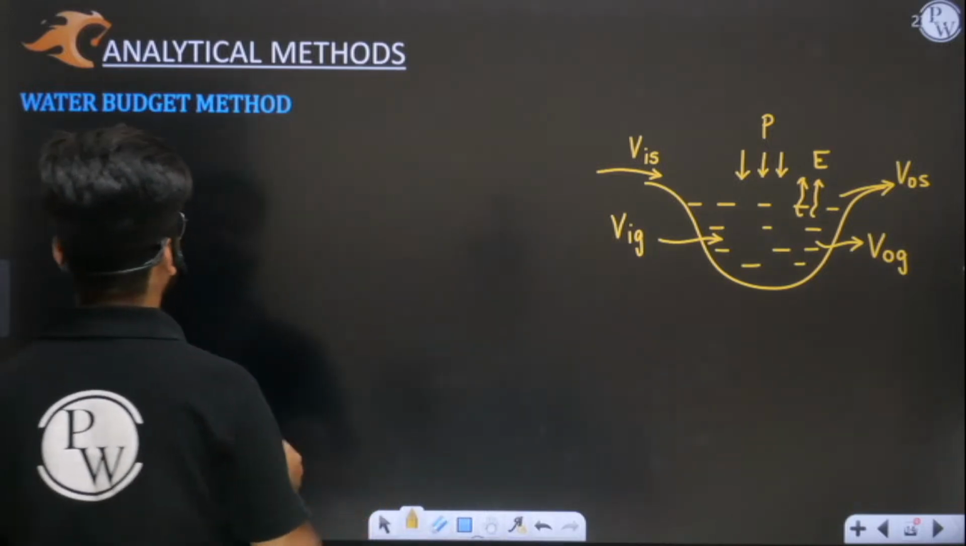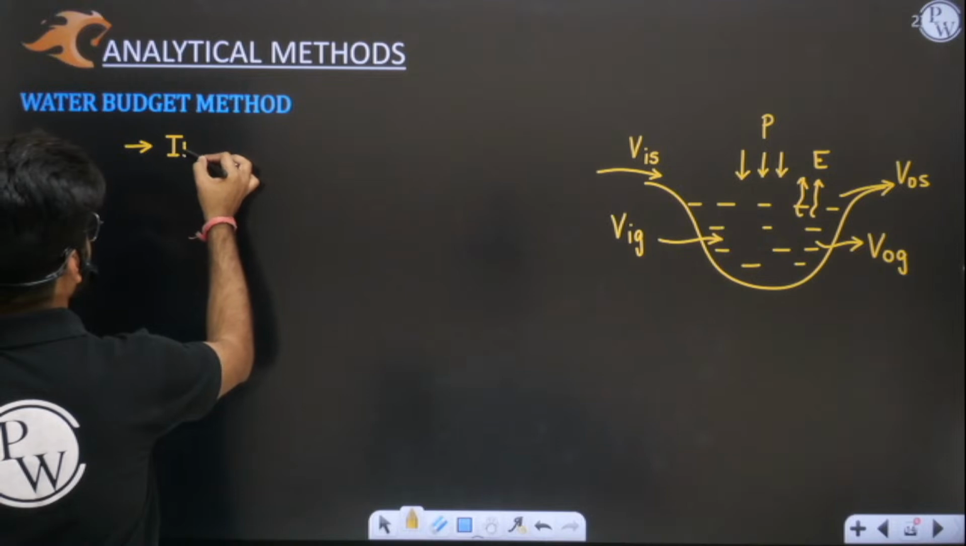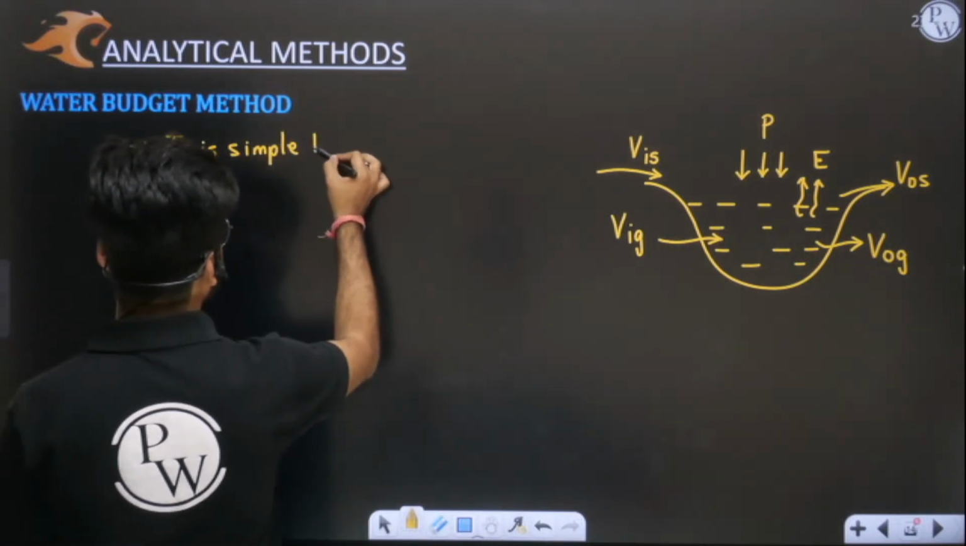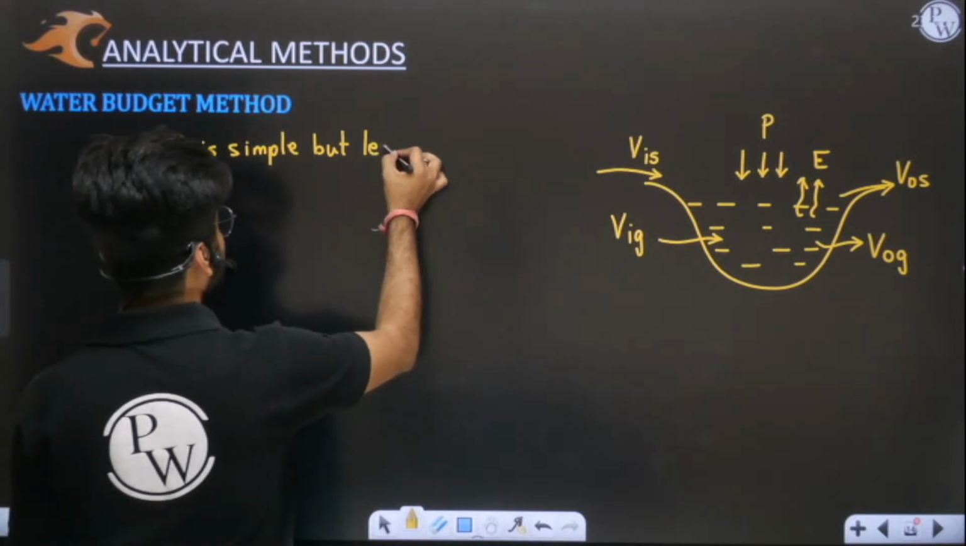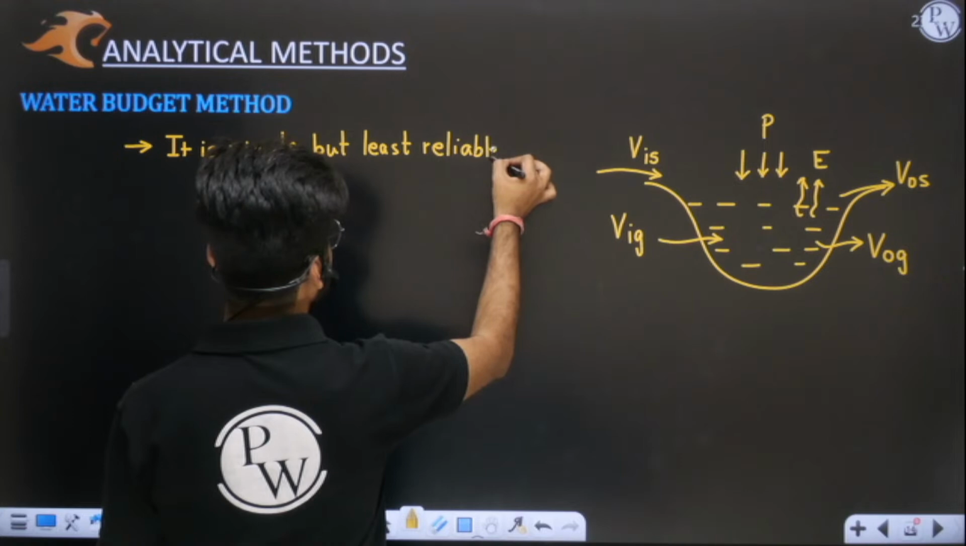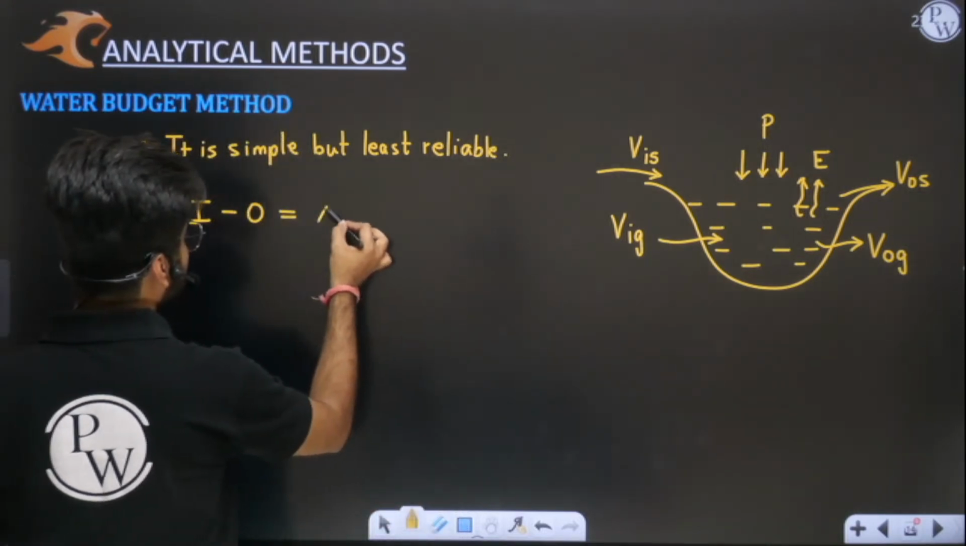Now if you apply water budget, this method is simple, but least accurate. This method is simple but least reliable. But sir, how will I find evaporation with the help of this equation? Simply you have to apply water budget. You all know that inflow minus outflow equals delta S.